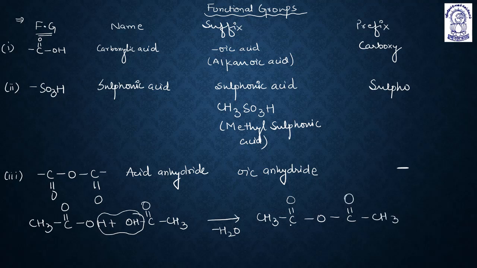Now, previously it was ethanoic acid. Then you have to write that it is an anhydride made up of ethanoic acid. Then the name will be ethanoic anhydride. Understood? So this is acid anhydride.